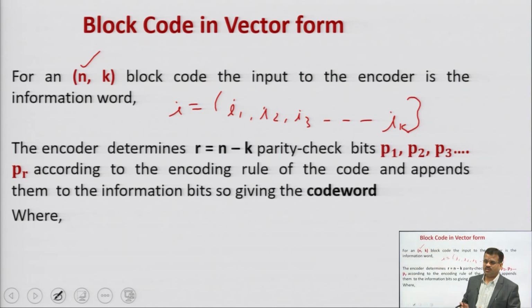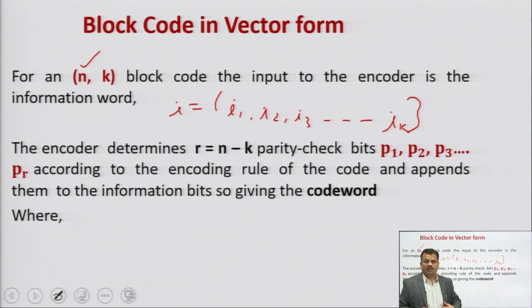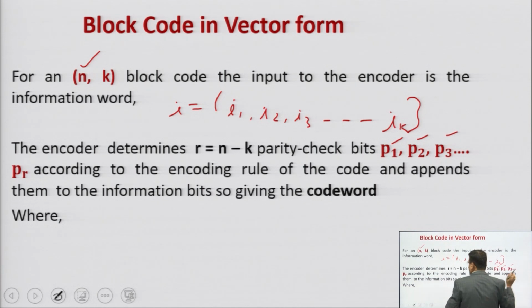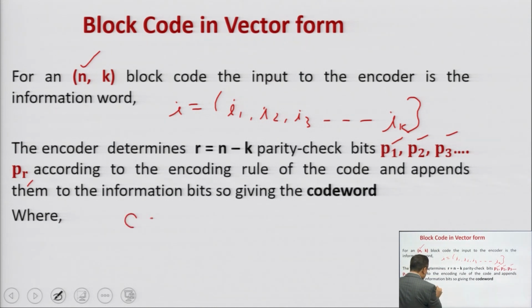So, this is our information I1, I2 up to Ik, k bits. Now, the encoder determines r, that is n minus k parity check bits. इस I में आपको parity bits भी ऐड करनी पड़ेगी. So the encoder determines r, that is n minus k parity check bits, P1, P2, P3 up to Pr, according to the encoding rule of the code and appends them to the information bits, giving the code word, finally a code word of n bits.